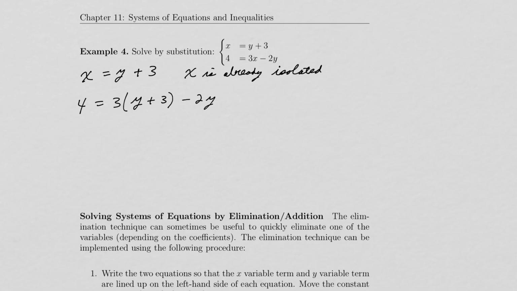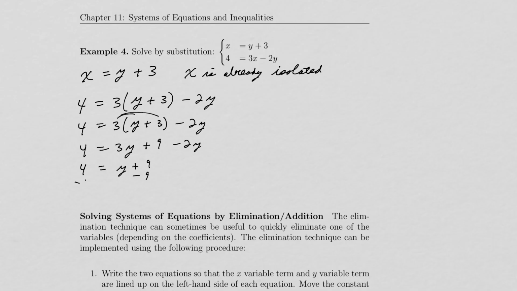And now my equation is just in terms of y. I can solve it for y. So I'm going to distribute in the 3. So 4 is equal to 3y plus 9 minus 2y. Then combine like terms. So I have 4 is equal to 3y minus 2y is just 1y, which is y plus 9. And then finally, if I subtract 9, I'm going to get y is equal to negative 5.